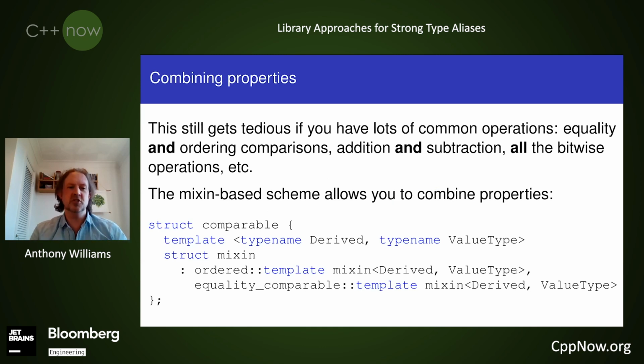And so you can just do that. You can create another mixin that just itself derives from all the individual mixins that you want to combine. So if it's comparable, just as a general thing, then it's also ordered and equality comparable. And if you want something that has all the arithmetic operations, then it could be addable and subtractable and something you can multiply and something you can divide, or you might have a class for all the bitwise operations, which combines each of those mixins to give you a combined mixin.